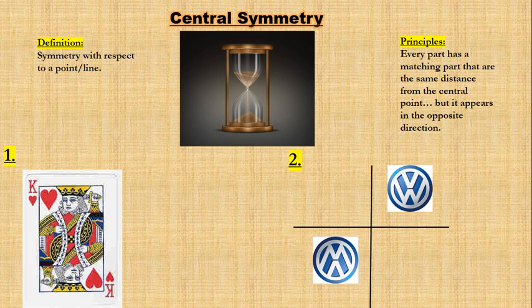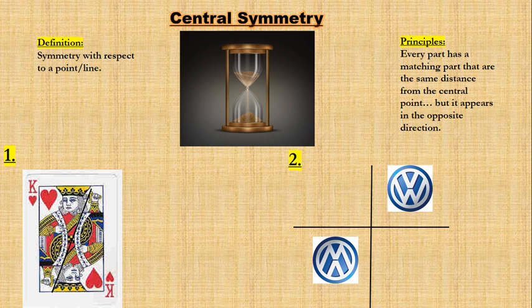The definition for central symmetry is symmetry with respect to a point or a line. So the principle is: every part has a matching part that is the same distance from the central point, but it appears in the opposite direction. So let's look at the king card.